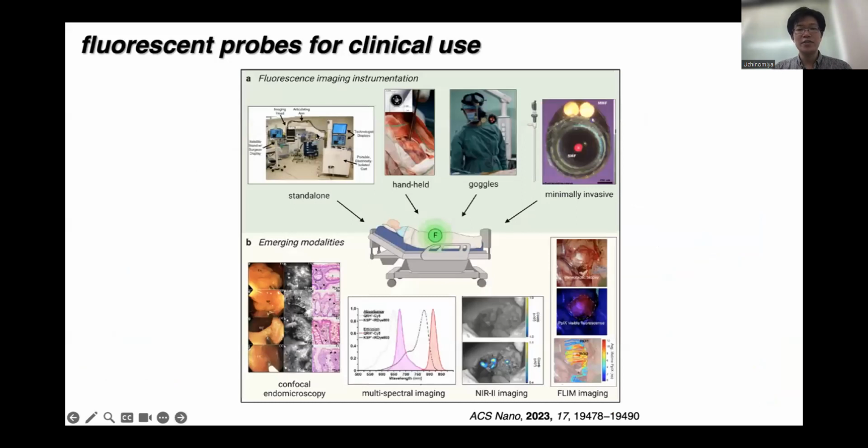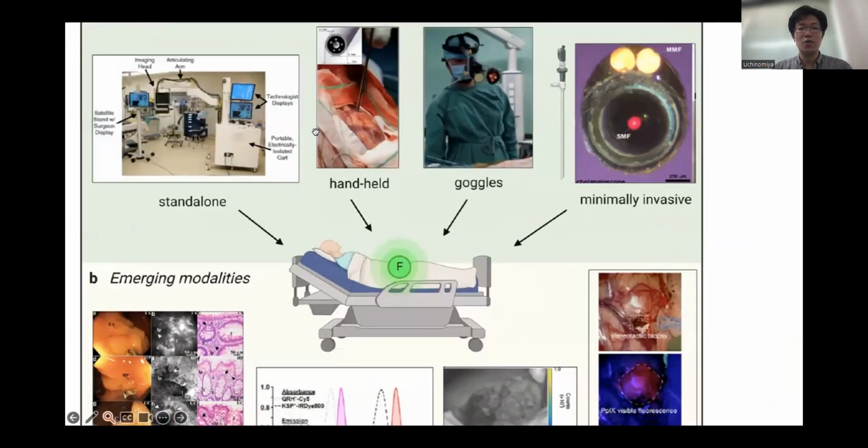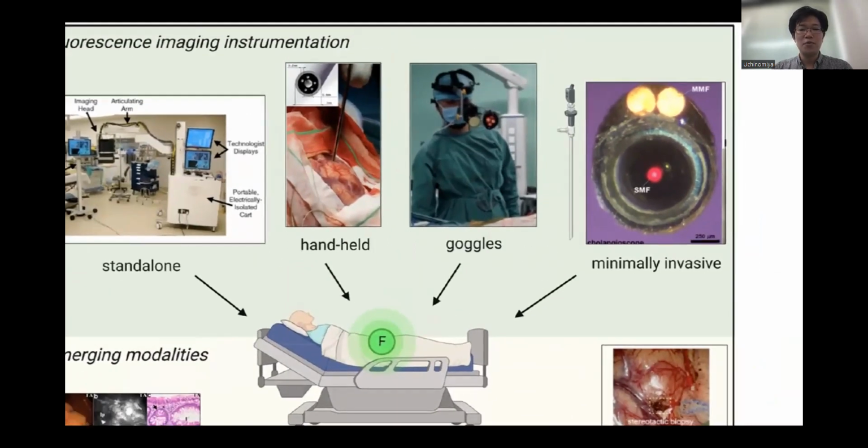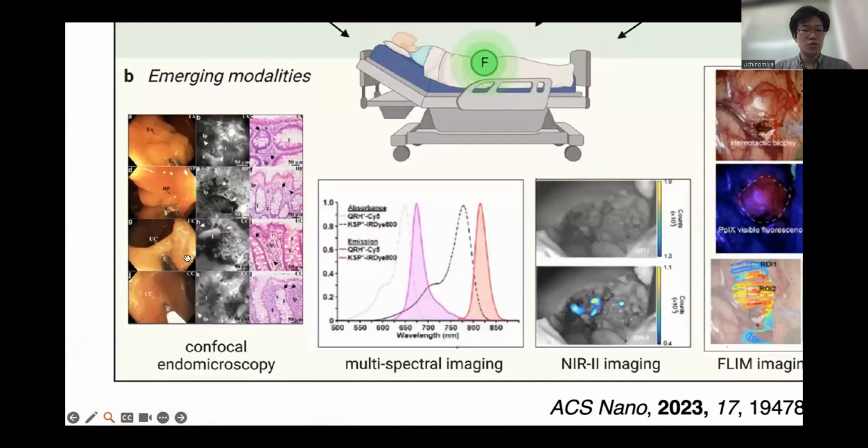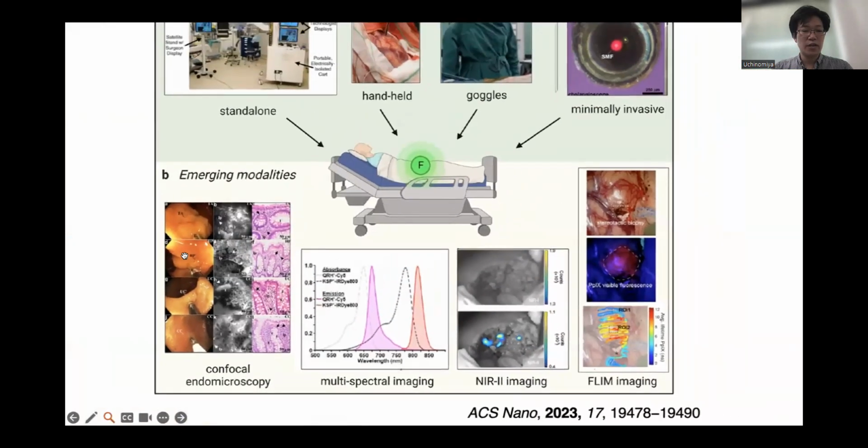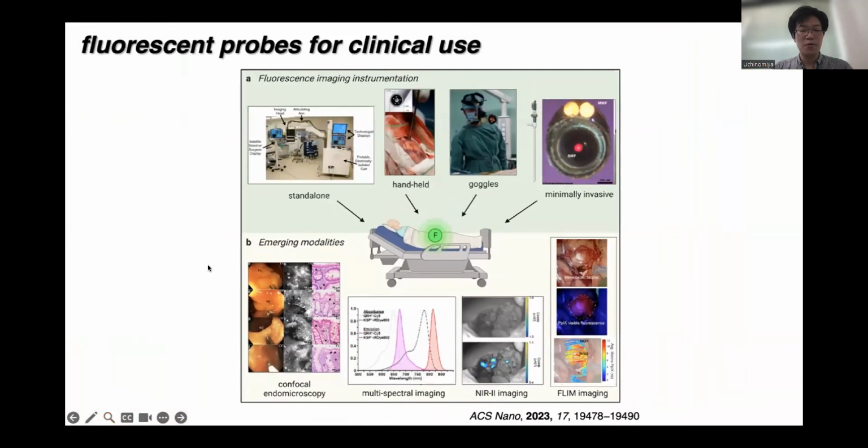So actually, this is a plan for using fluorescent probes in clinical operation. For example, in this figure, the doctor equips goggles for detection of the fluorescence, and also the confocal microscopy may be applicable for the operation.